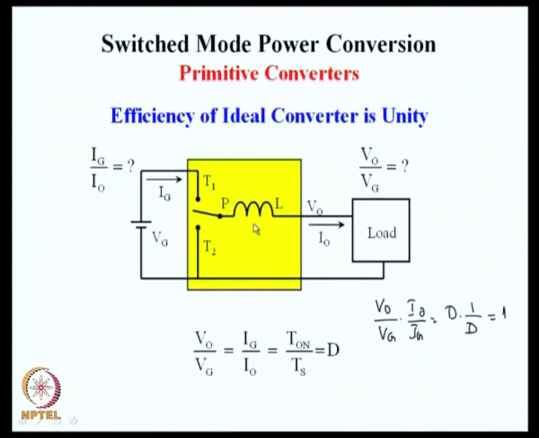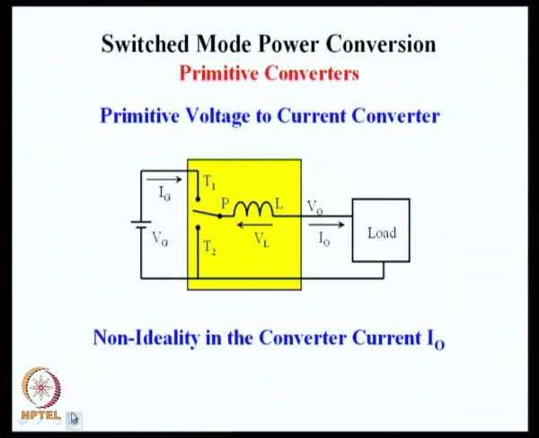This is what we expected, because all the components that are used in the converter have no losses, and naturally therefore, all the power that comes out of the source has to be delivered to the load with no losses in the converter, and this is what we see as the efficiency of the ideal converter being unity.